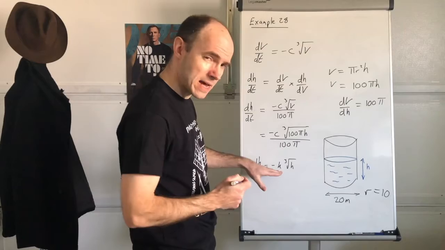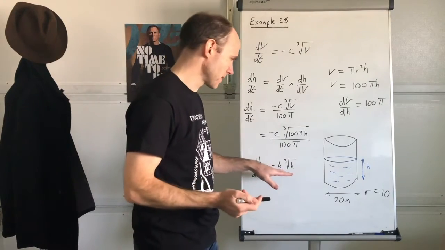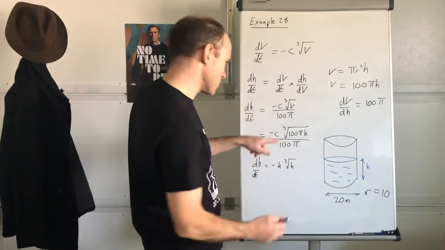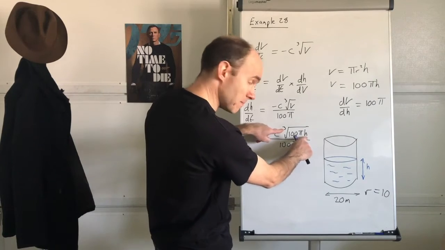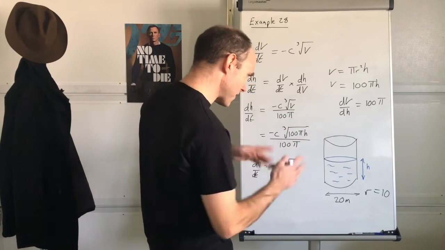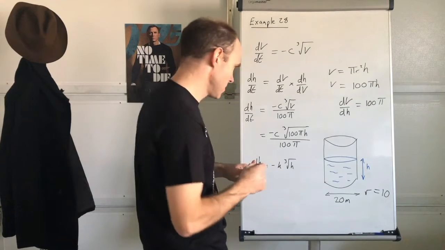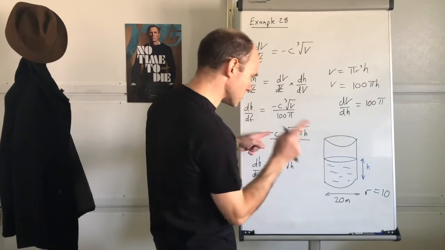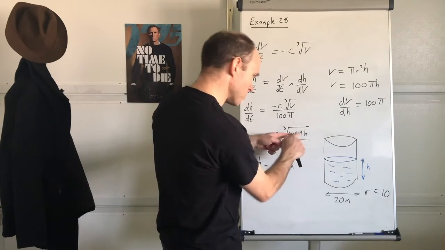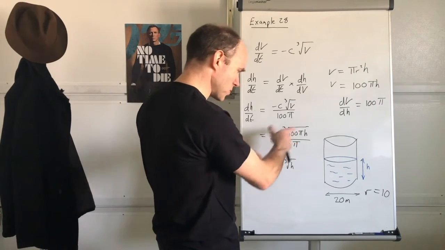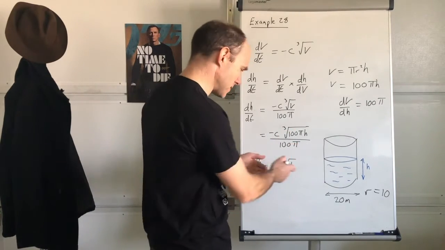Is it fine just to write down that line next, do you think? What do you think? Okay. I think it is, because you've got the cube root of H there, which is that. And then all the rest are just numbers, constants. So you get c, which is a constant, cube root of 100 pi, which is a constant, over 100 pi. Yeah, I'm sure you could simplify that, but that's fine.